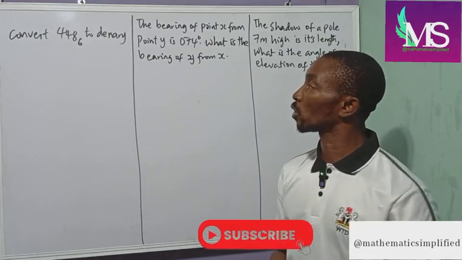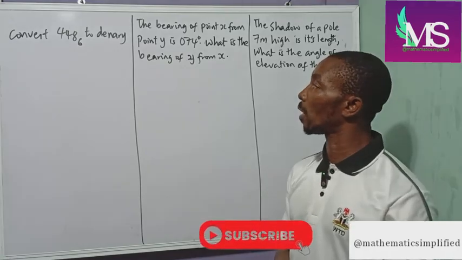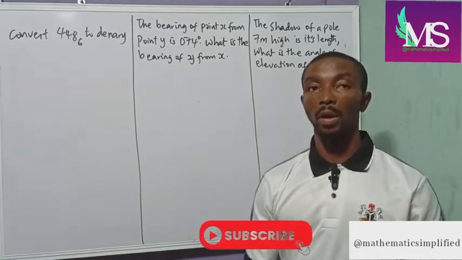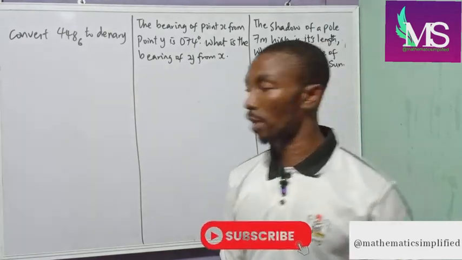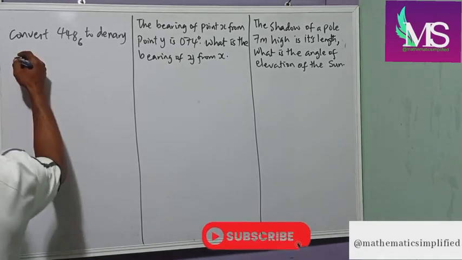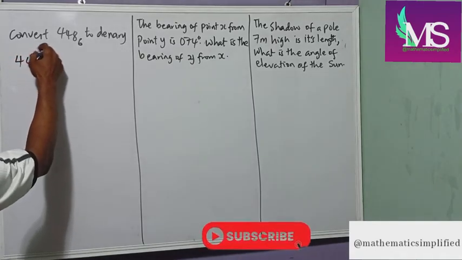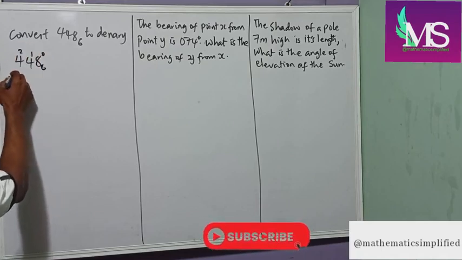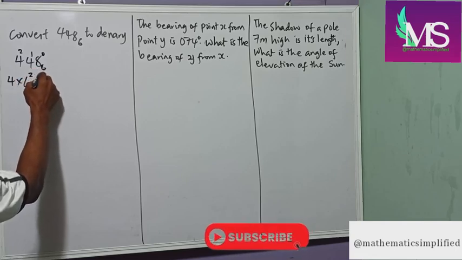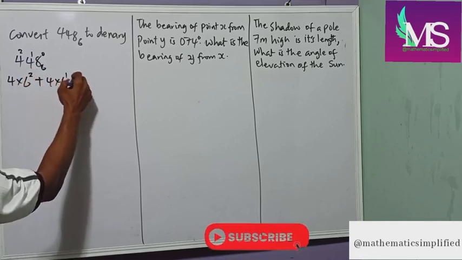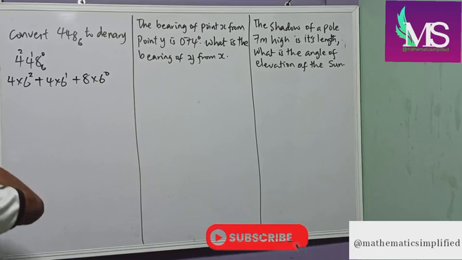Now, our next question says, convert 448 base 6 to denary. In converting from base 6 to denary, we'll use our expansion method. Now, we have 448 base 6. So this becomes positions 0, 1, 2. So this will be 4 times 6 raised to the power 2 plus 4 times 6 raised to the power 1 plus 8 times 6 raised to the power 0.